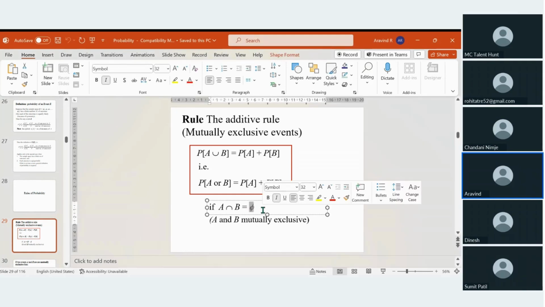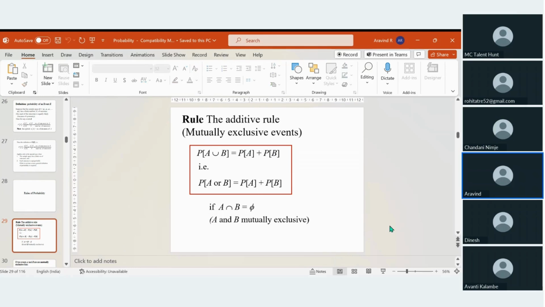Phi is nothing but null. I told you that if you are talking about A union B, it's a combination of A plus B. But now we are talking about mutually exclusive, meaning one event is happening and the other event will not happen at the same time. If A is happening, then B is not happening, so B is 0. In that case, when you talk about A intersection B, there are no events in common, so you represent it as phi, in the case where A and B are mutually exclusive events. Is it clear?